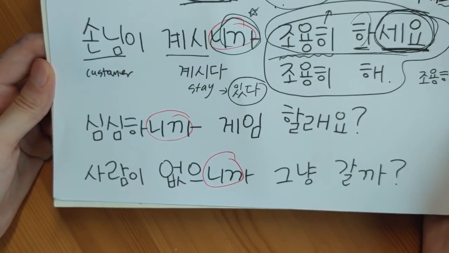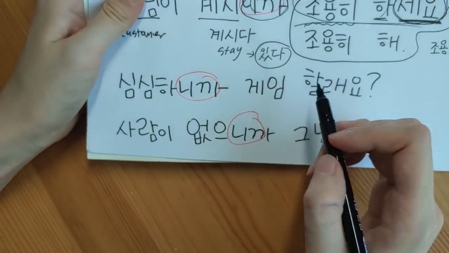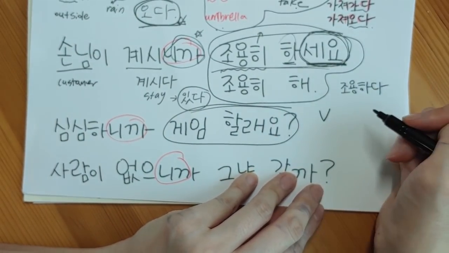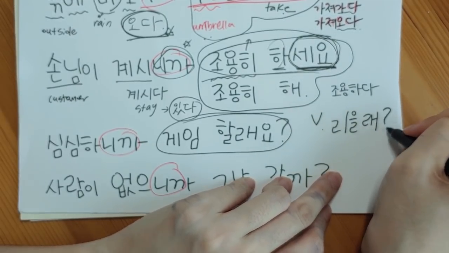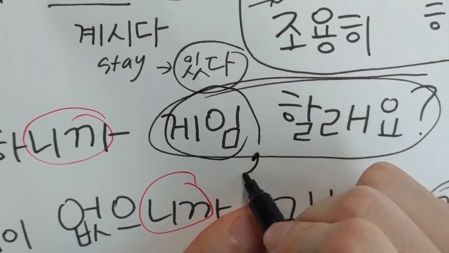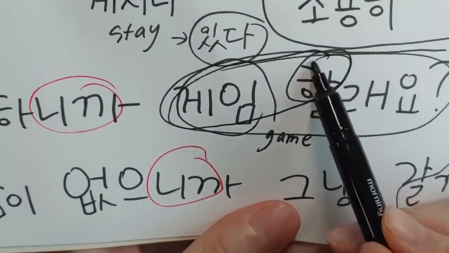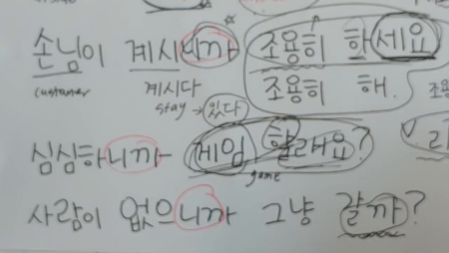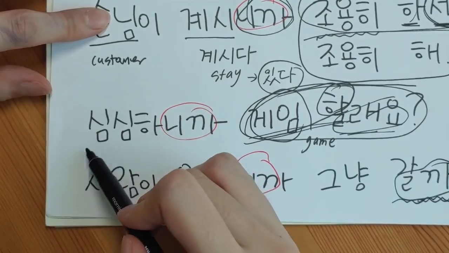And let's look at two more sentences. 심심하니까 게임할래요? So when you say a verb and then 리을 받침 or 을, 래, it's a suggestion. So 게임할래요 means, game is game, 하 comes from 하다, do, right? 게임할래요? Wanna do a game? Would you like to do a game? So that's also in imperative mood because it's suggesting that we play a game, right? 심심하니까.